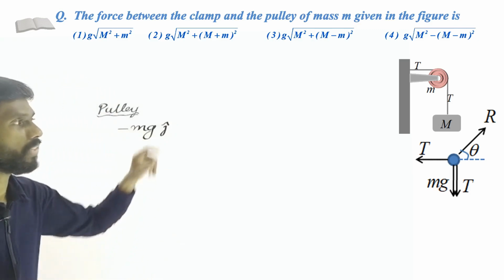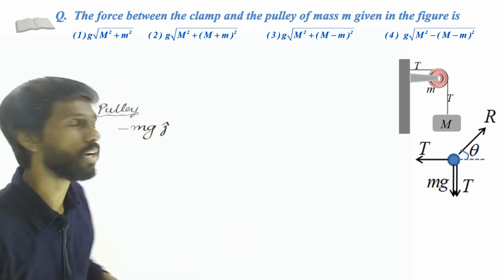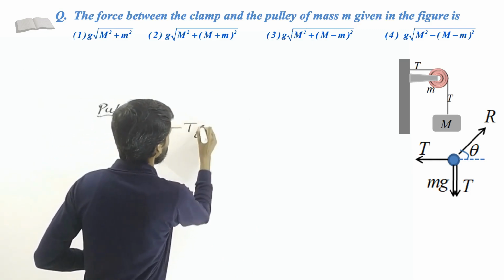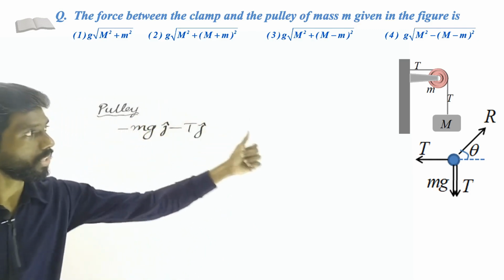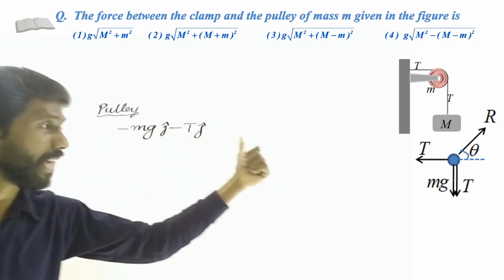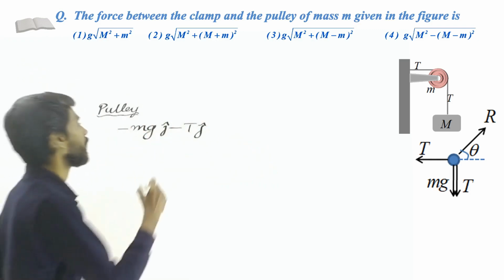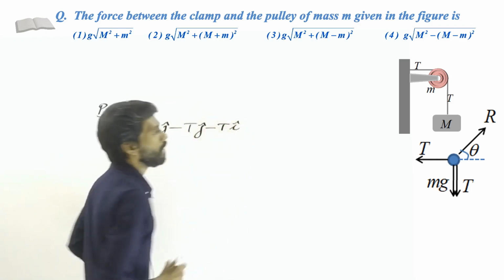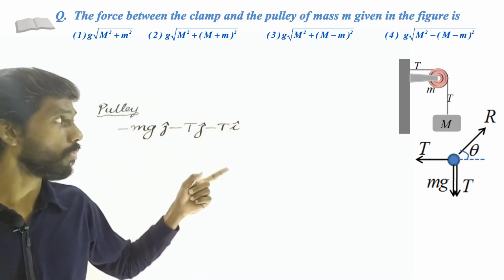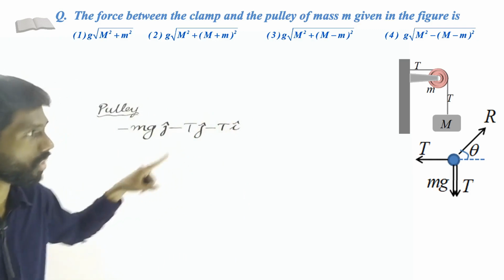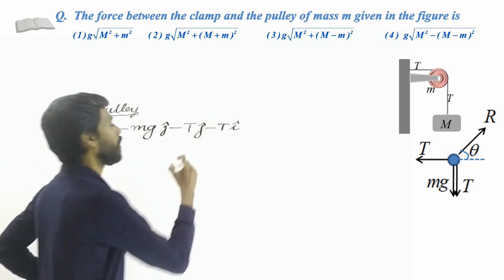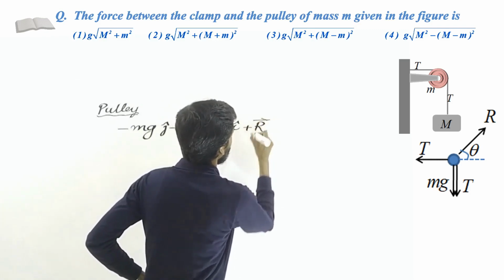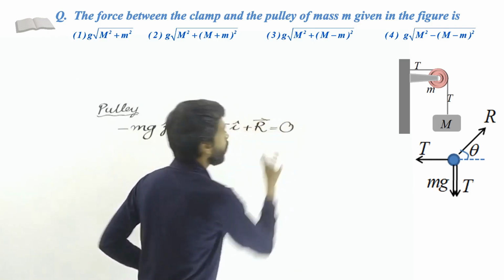Similarly, the tension force is also acting in the vertically downward direction. So minus T j cap. Similarly, there is a tension force in the horizontal direction, the negative x direction, so negative i cap. So minus T i cap. Similarly, there is a normal force between these two, but we don't know the direction. So what is the normal force? That is taken as the reaction force. So you can take it as R vector for the time being, but this total must be equal to 0.